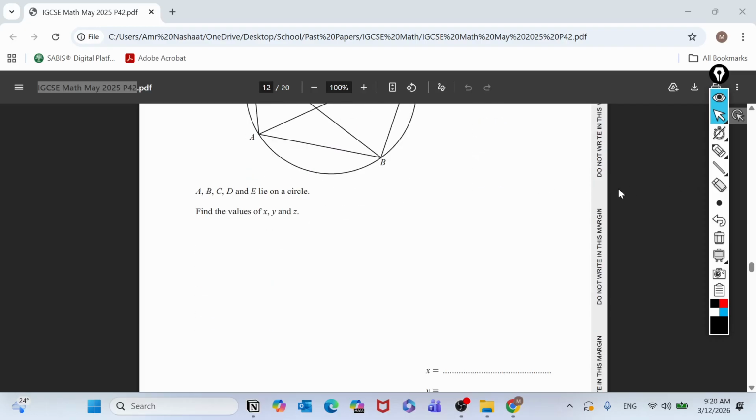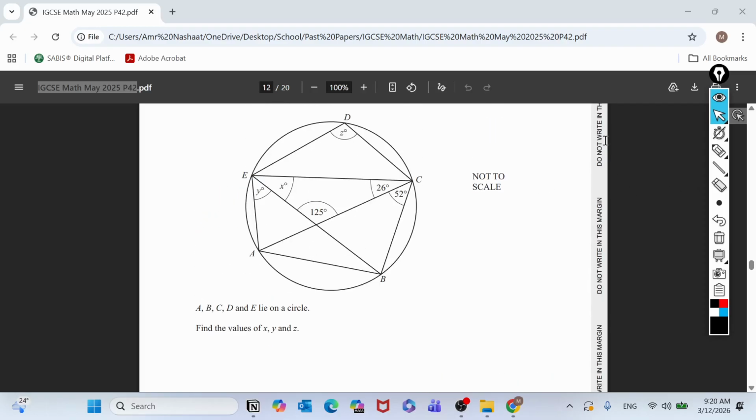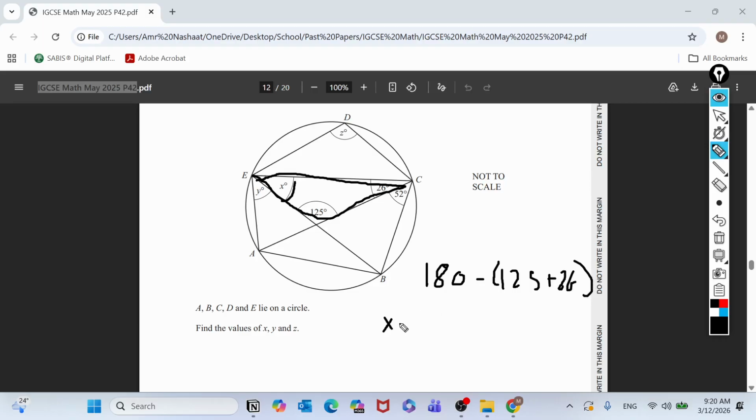Okay, this one's easy. It's not bad, this one. So here, x is what? The total angles in a triangle are 180. This is a triangle. So 180 minus 125 plus 26. You're gonna get x equals what? X equals 29.